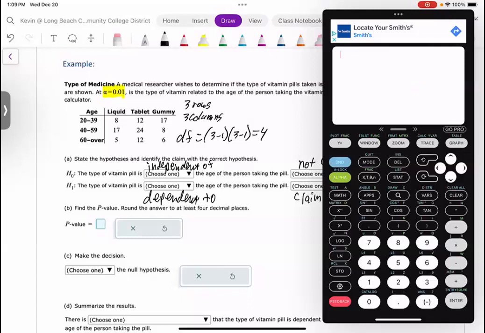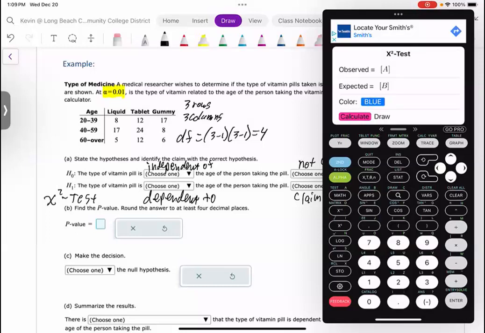And now, once again, we are going to run a chi-square test. I'm going to go to stat tests. Let's scroll down towards the bottom. And there is my chi-squared test, C on mine. So I'm going to hit enter.